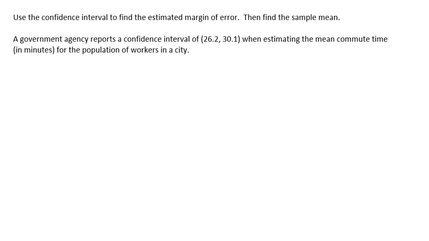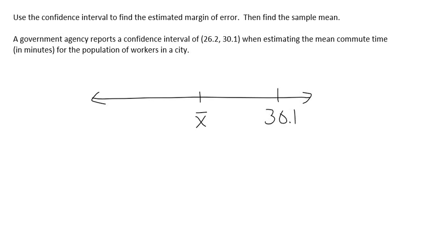Use the confidence interval to find the estimated margin of error, then find the sample mean. A government agency reports a confidence interval of 26.2, 30.1 when estimating the mean commute time in minutes for the population of workers in a city. So if we were to look at this on a number line, you could think of it as your average being there, 30.1 being on the right side, 26.2 on the left side. Now we know the distance here is equal to the same distance here. That's the margin of error.